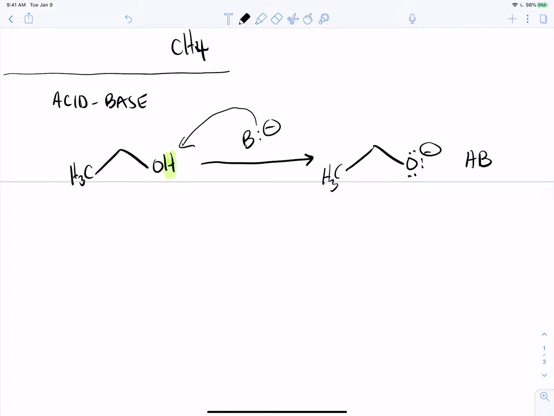And now I have an alkoxide. So when you deprotonate an alcohol, we call it an alkoxide. So alcohol, alkoxide. For when we know the name of it, on the right we have ethanol, you could call this ethoxide.